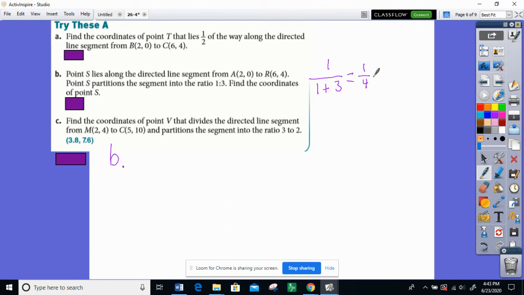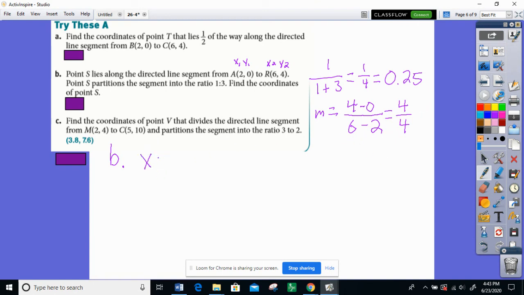That's 1 over 4. As a percent, that would be 25% or 0.25. Okay, so we need to find the slope. So we've got x1, y1, x2, and y2. So our slope is going to be 4 minus 0 over 6 minus 2. So that's going to be a rise of 4 and a run of 4.